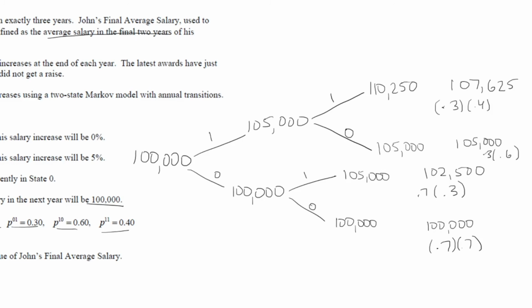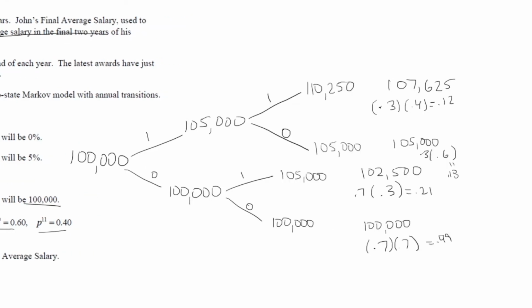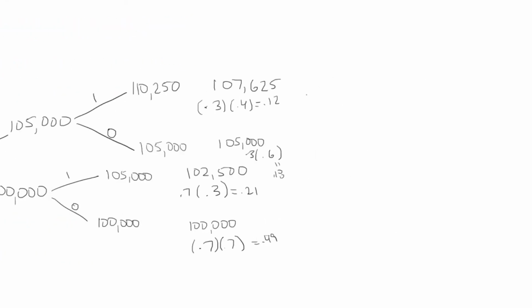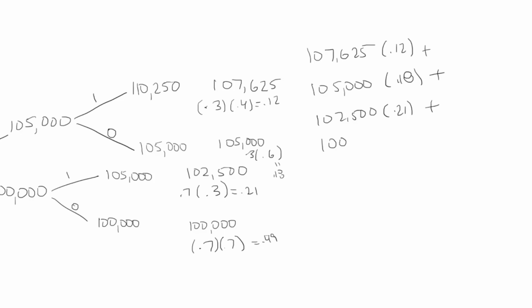So let's say we can simplify all of these probabilities, and the last step will just be to multiply the average salaries by the probability. And when we do that, the answer is 102,340.